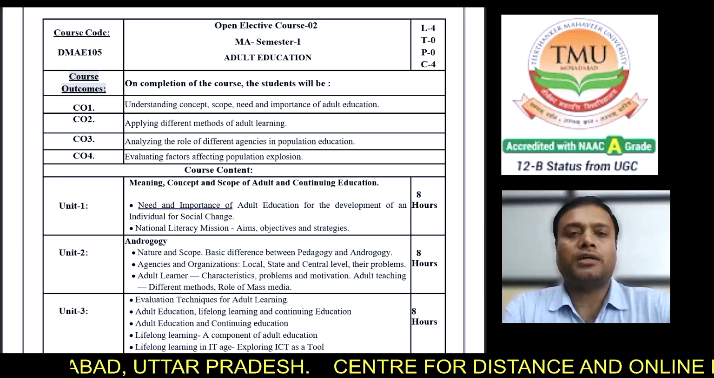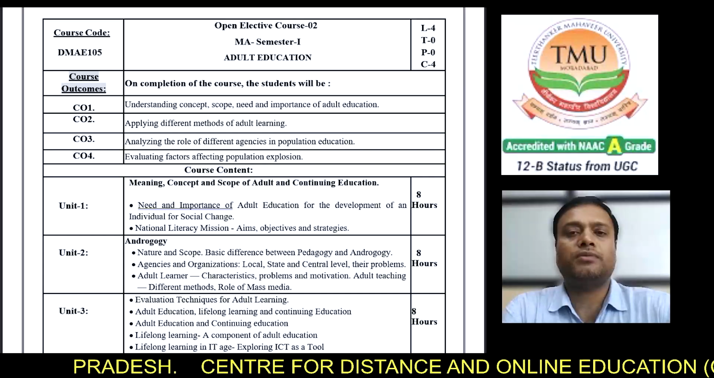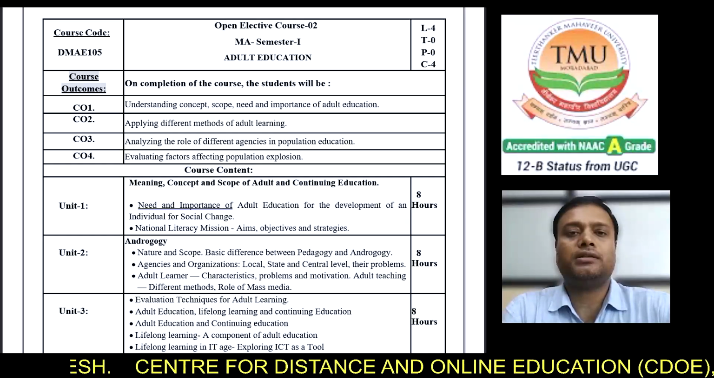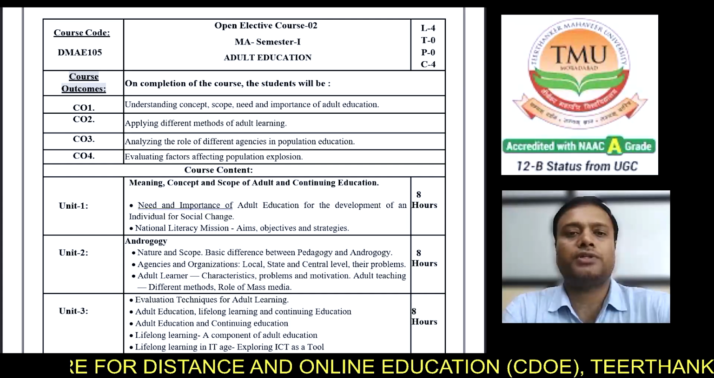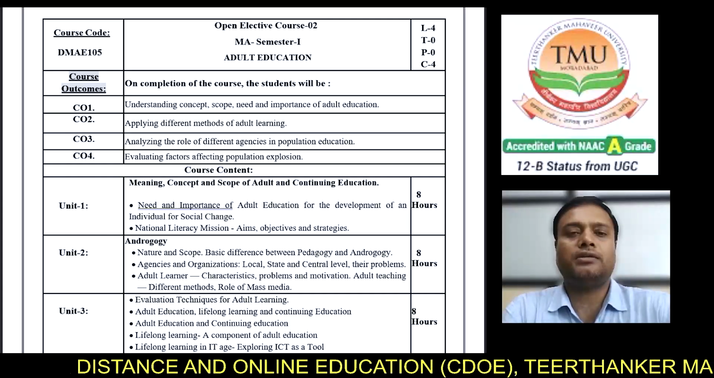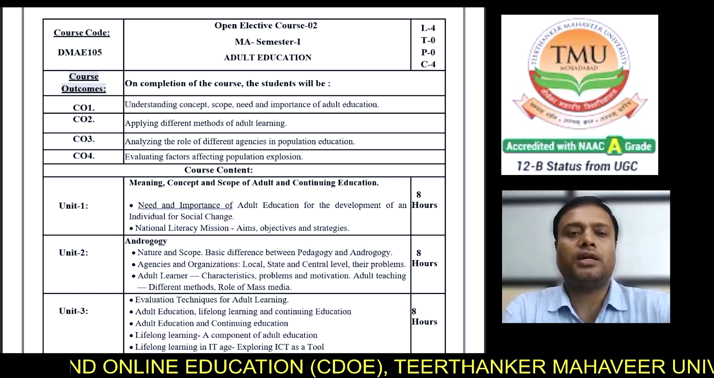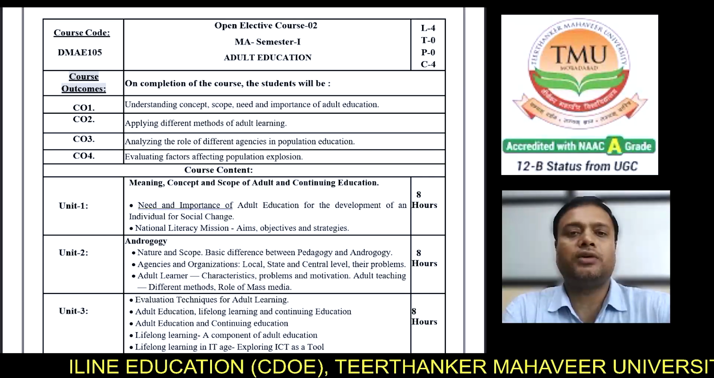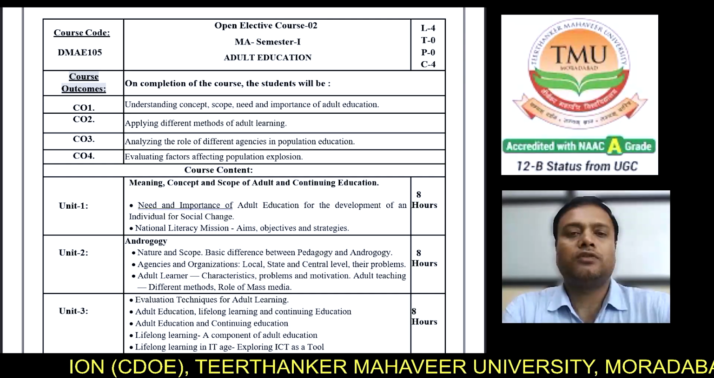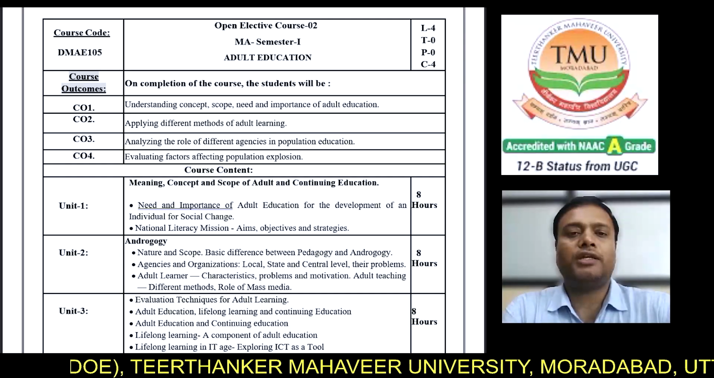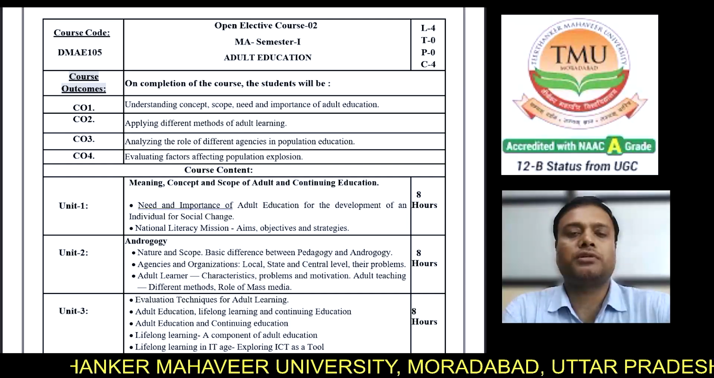Course outcomes: CO first is, on completion of the course, the student will understand the concept, scope, need and importance of adult education. CO second is applying different methods of deployment. CO third is analyzing the role of different agencies in population education. CO fourth is evaluating factors affecting population explosion.